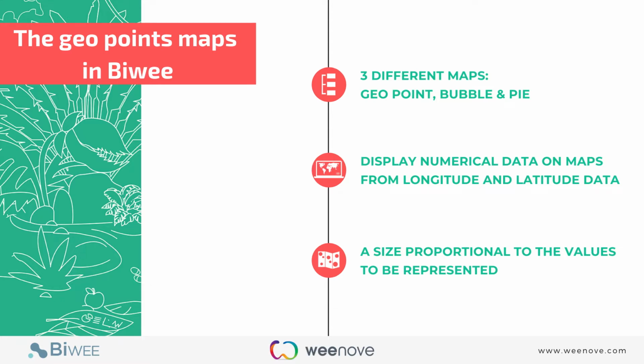The bubble map allows you to place bubbles on the map. Each bubble can represent data using its weight and color. The pie map allows you to display pies on the map. Each pie visualizes the contribution of each dimension value to the total.